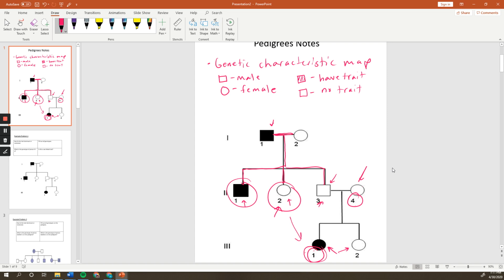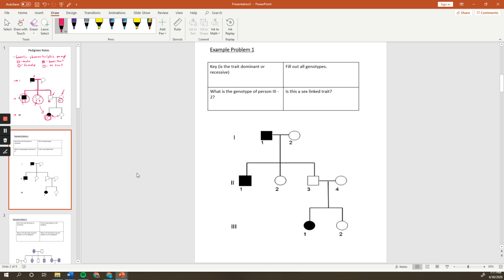Oh, these numbers on the side here just indicate generation. They're not on all of them, but this is generation 1, generation 2, generation 3. And then these numbers are pointing like, oh, that's generation 2, person 1, just so we can identify them. All right, let's get on to an actual problem, because that's pretty much as complicated as it is. It's pretty easy to understand.